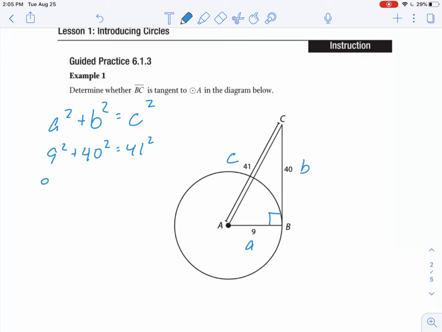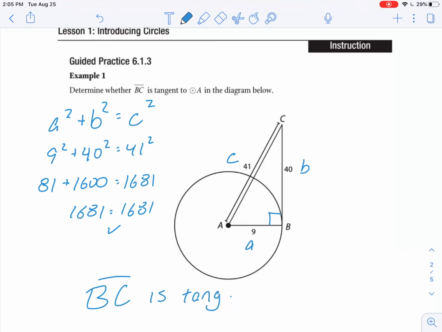Now, I know 9 squared is 81. I know 40 squared is 1600. And I know 41 squared is 1681. If you don't know that, you can just do it in your calculator. But if you add these two up, 1600 plus 81 is 1681. So you have 1681 equals 1681. This checks out. Therefore, segment BC is tangent to circle A. If I didn't get these two sides to be equal, then it wouldn't be a right triangle. Therefore, it would not be tangent.